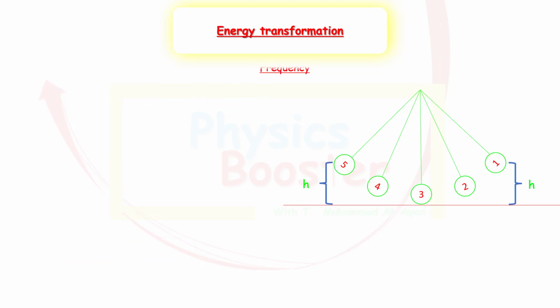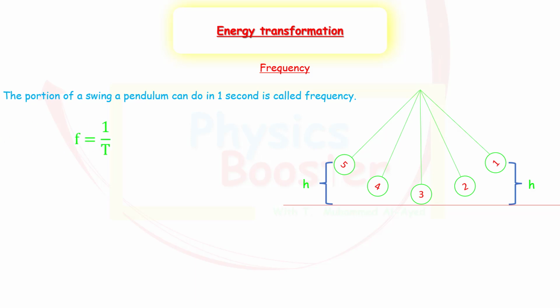Now we will introduce another term called frequency. Well, the frequency is the portion of a swing a pendulum can do in 1 second. In other words, if a pendulum can do 5 swings in 1 second, we can say that the frequency is 5. If it can do only half a swing in each second, we're going to say that the frequency is equal to half. And how can we find the frequency? Well, the frequency is 1 over the time period. And the unit of frequency is hertz, or 1 over second. And we already know that the time period's unit is seconds. So we introduced two other terms, which are frequency and time period.